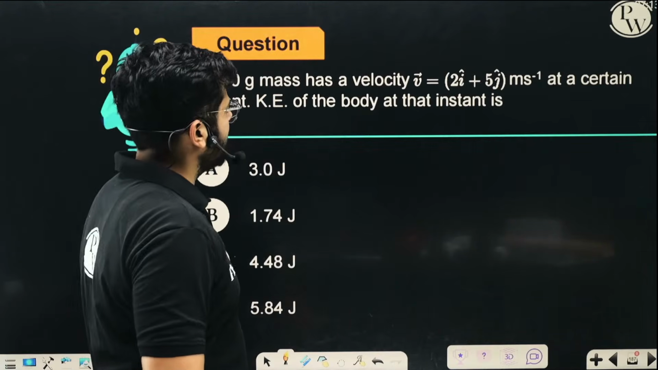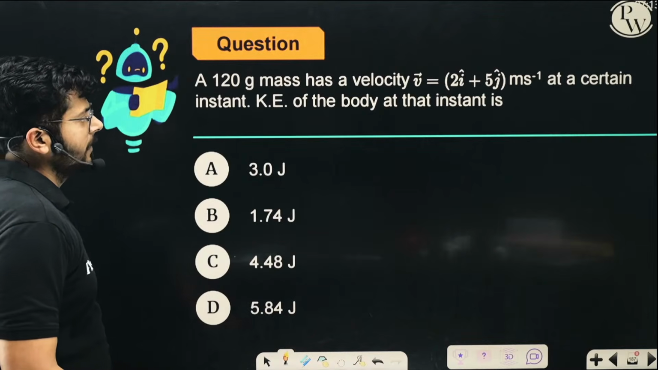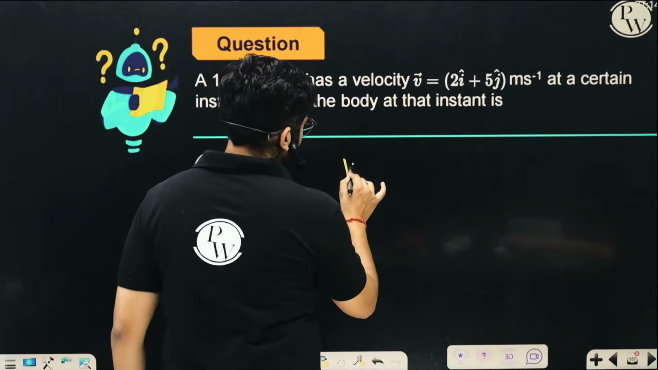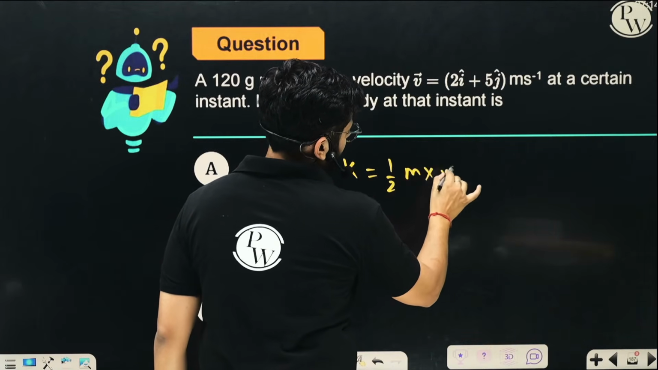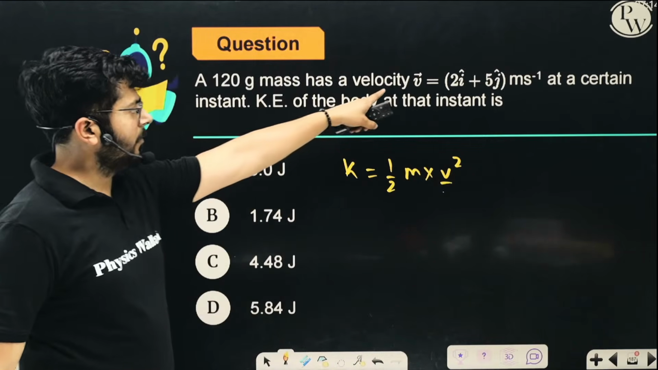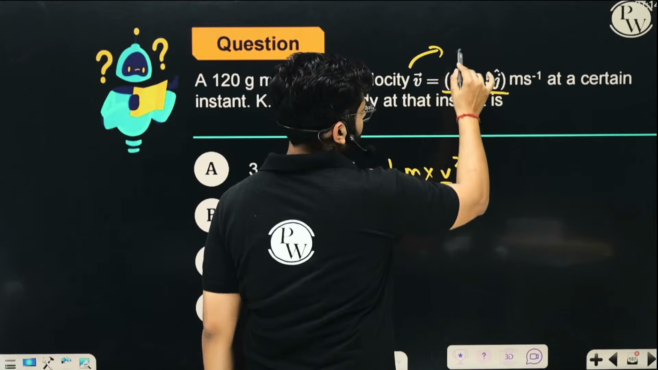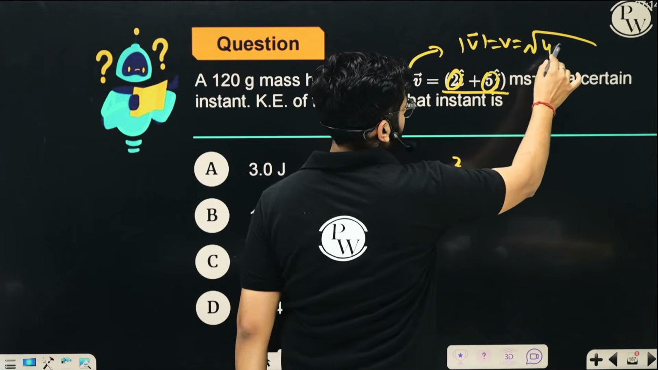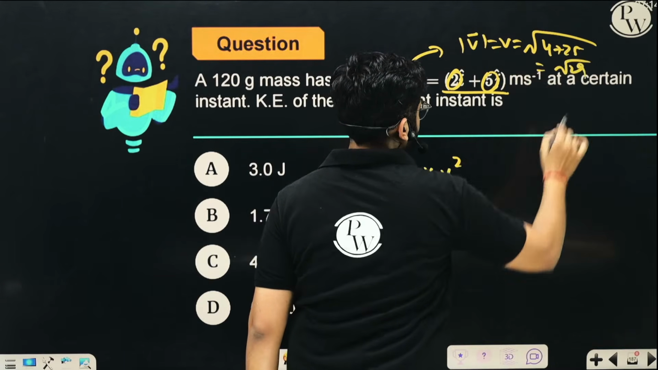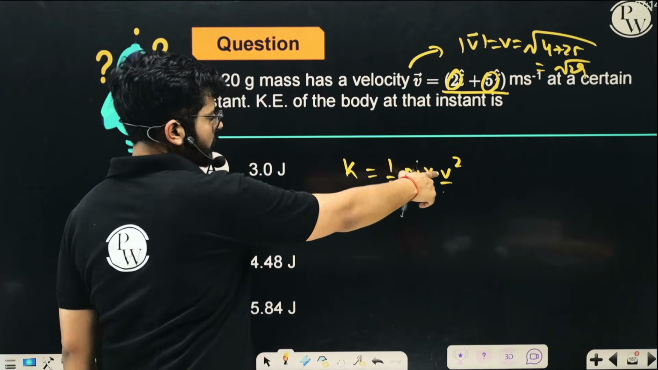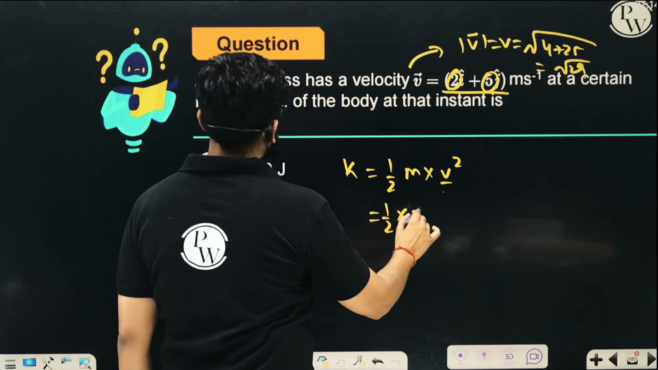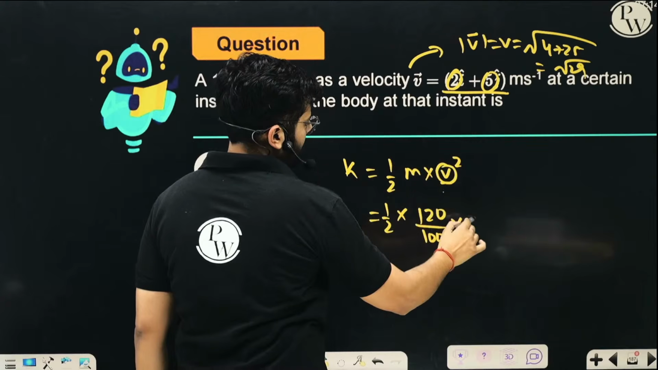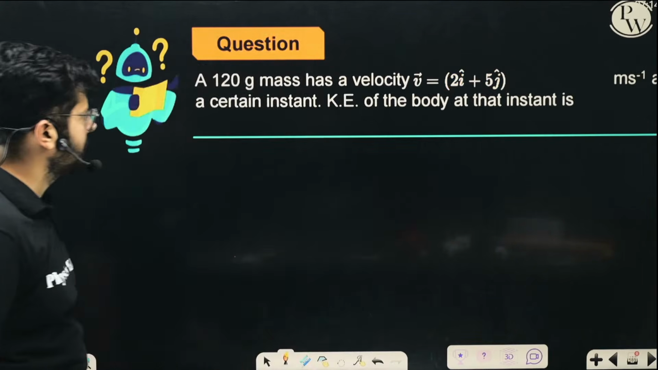We have that much mass, velocity is this, and at a certain instant, what is the kinetic energy going to be? For the kinetic energy you need half mass and the magnitude of velocity, which is speed, right? The velocity is given in vector format, so the magnitude of velocity will be under root this square and this square. So 4 and 25, under root 29. So the square of under root 29, mass is 120 grams, and under root 29 square is only 29. Just multiply it and you'll have your answer.